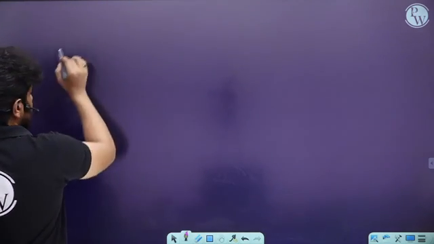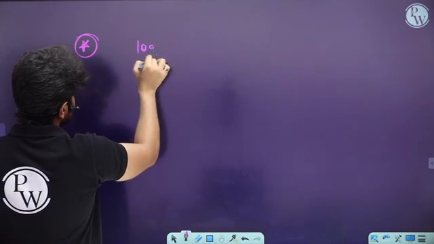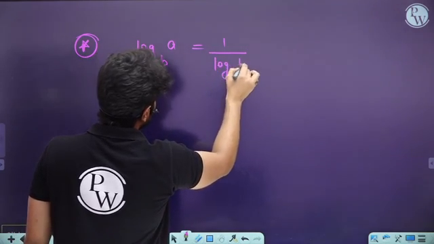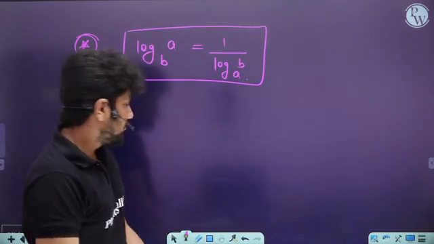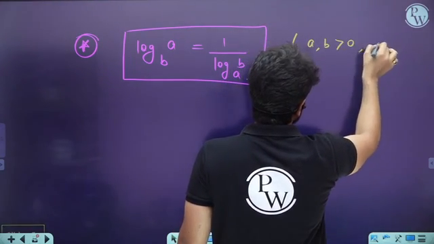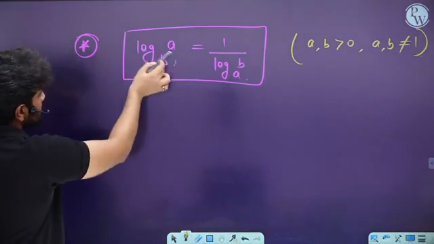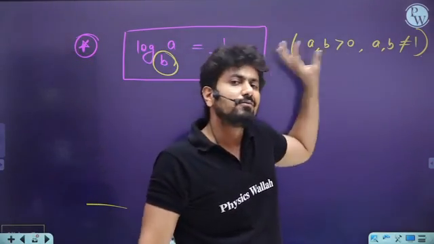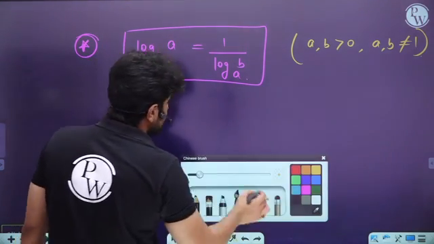Now the base changing theorem gives us another important thing. It tells us that log of a to the base b is equal to 1 upon log of b to the base a, where the condition is that a and b should be positive and should not be equal to 1. Because b is in the base here and a is in the base there, they should not be equal to 1, and of course they should be positive. Now how do we prove this property? It is very easy to prove.